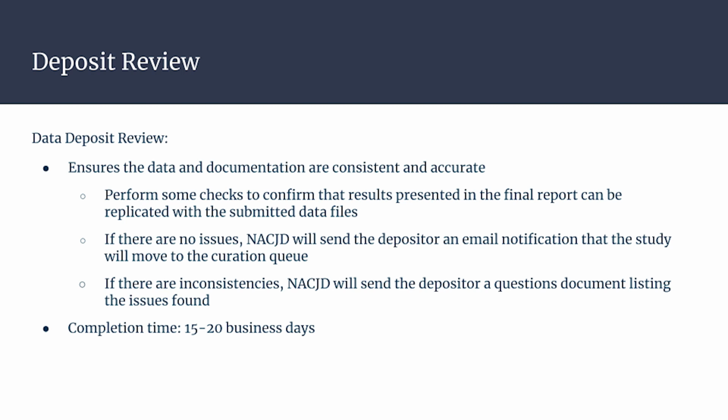The deposit review at this stage is often an iterative process. It's extremely rare that there are no issues found the first time a data deposit review is completed. When we discover issues with the data or documentation, we send the depositor a questions document listing the issues we found. We request that responses be added to the document, and we may also request that data or documentation be updated and resubmitted to NACJD.